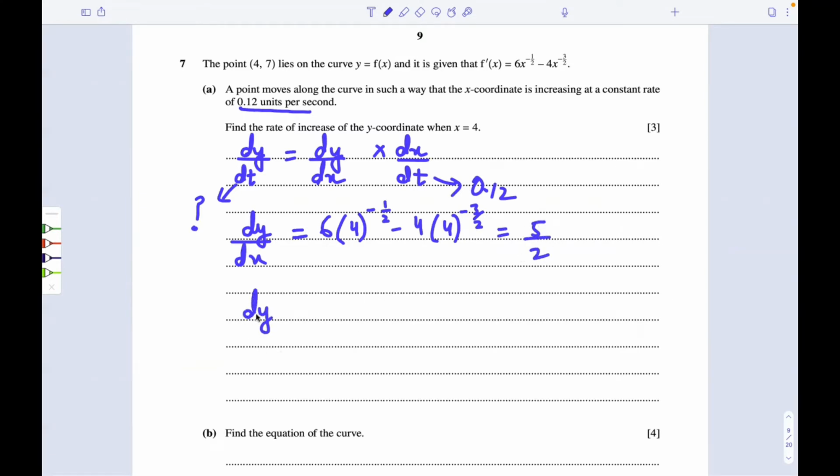So dy dt would become equals to dy dx, which is 5 upon 2, multiplied by dx by dt, which is 0.12. So the final answer is 0.3, which is the rate of increase of y. So 0.3 units per second.